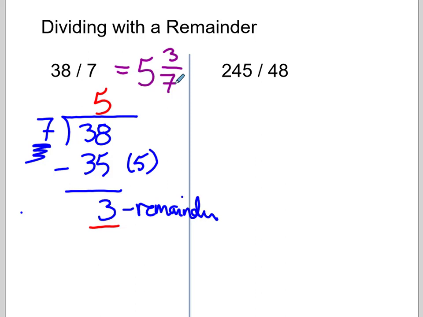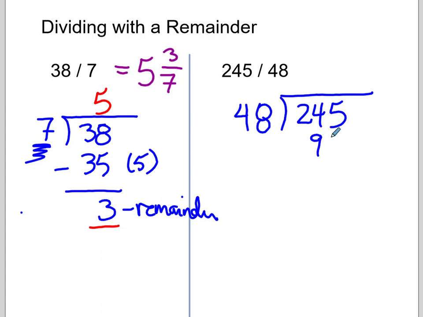So let's try something a little bigger. You might want to pause this and try it on your own, and then we could do it together. So pause. Alright, so let's set this up. Again, we're going to do some repetitive subtraction. It's a little bit more comfortable, I think. So I'm definitely comfortable that one group of 48 will fit inside 245. 2 groups for sure, so let's just do 2 groups for now. So that's 96, and that's 2 groups. So I'm going to do some subtraction.